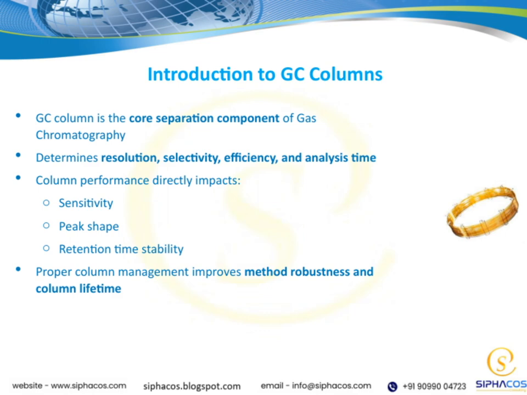Basically, the column's performance directly influences the sensitivity of your detection, the shape of your peaks, and how stable your retention times are over multiple runs. If your column isn't performing well, it can lead to inconsistent results or missed detections. That's why proper column management is so crucial. It not only helps improve the robustness of your method, but also extends the lifetime of your column. Maintaining your GC column properly ensures reliable, accurate results and makes your analyses more efficient and reproducible. This ties right into the overall goal of achieving high-quality, dependable analytical data.